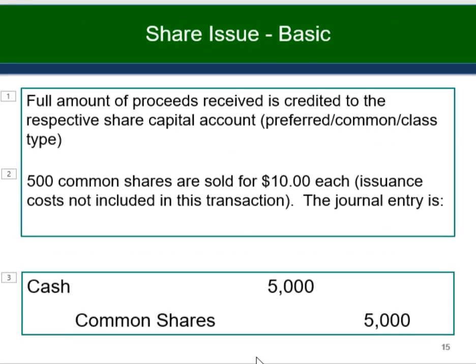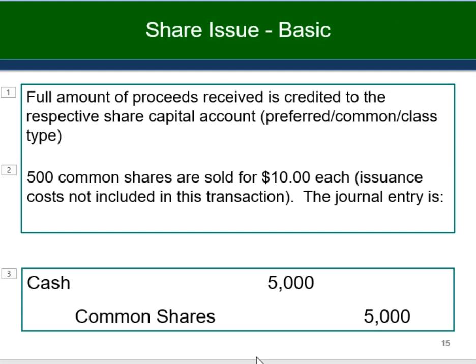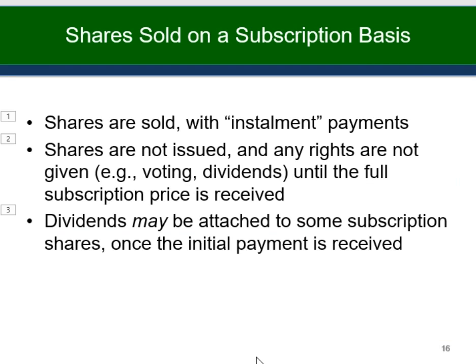Okay, so let's deal with this slide first. If we sold 500 common shares for $10 each, the cash goes up. The share capital account goes down. And if shares are sold on a prescription or subscription basis, it's basically installment payments.